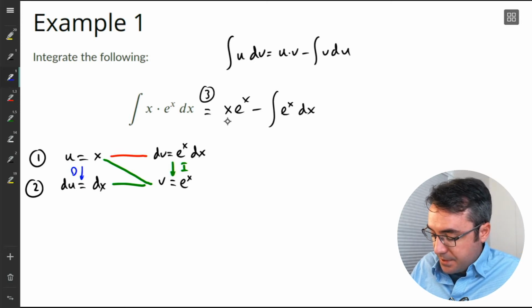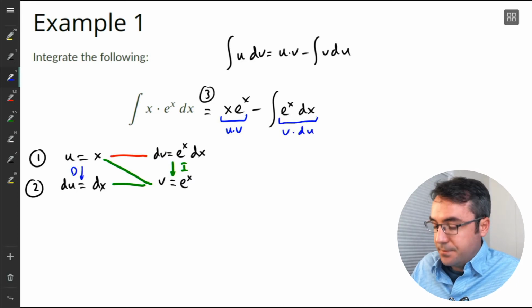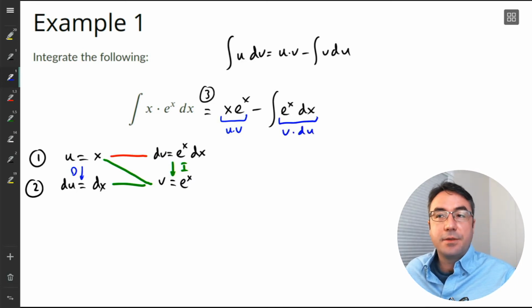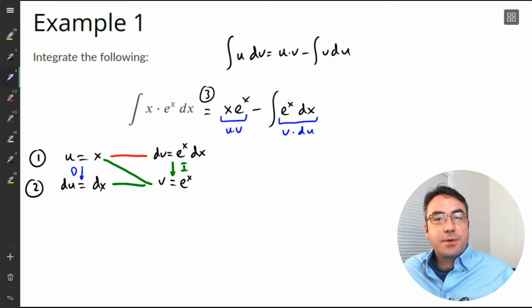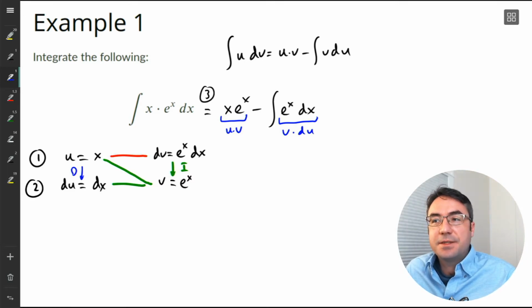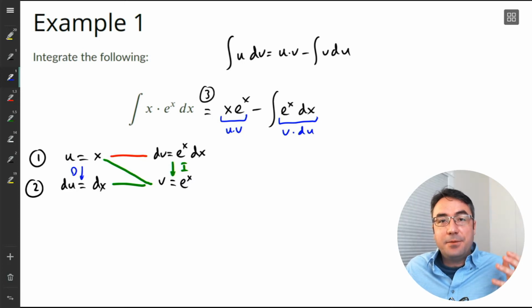So really this is our u times v, and this is our v times du. We're just plugging those pieces in. Now, we still have a little bit more. There's still an integral on the right-hand side that we need to do. So we still have to do the integral of e to the x, but that's an easy one. That's one we just know.